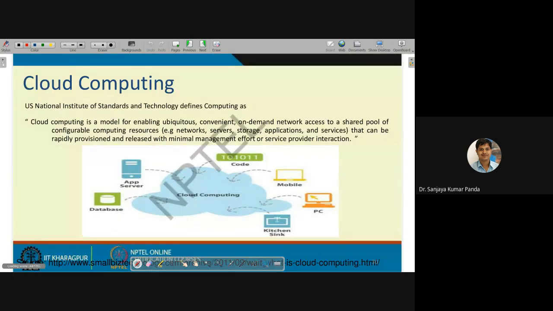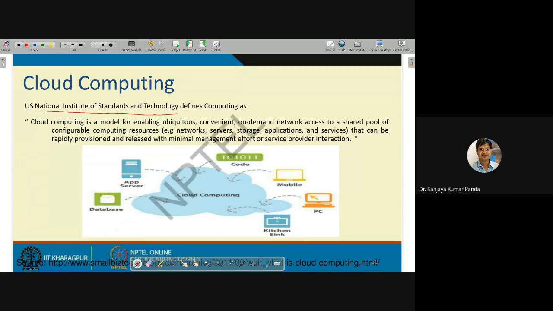Many people define cloud computing in different ways, right? Many organizations have also provided different definitions of cloud computing. But one of the popular definitions is given by the United States NIST. NIST stands for National Institute of Standards and Technology. So let us see this definition they have suggested and understand each and every term very clearly.